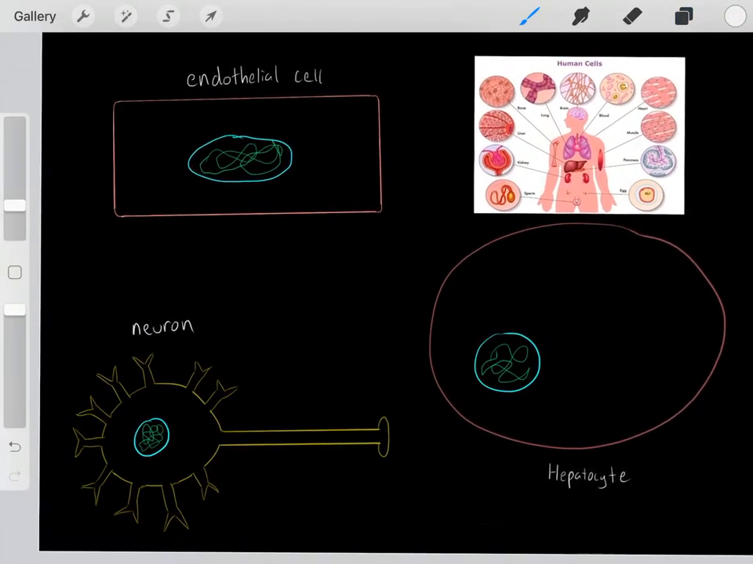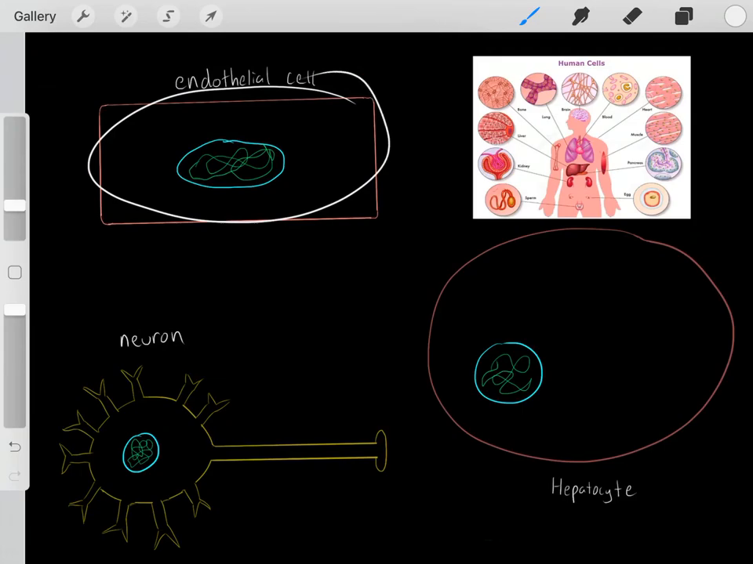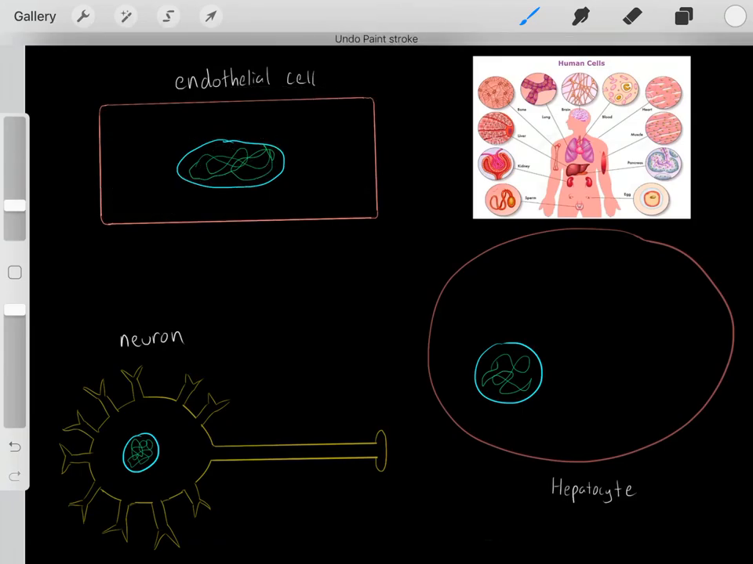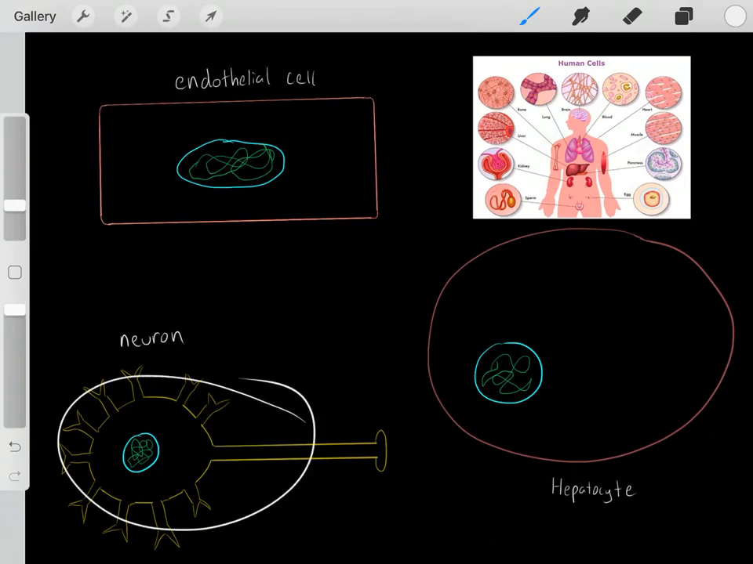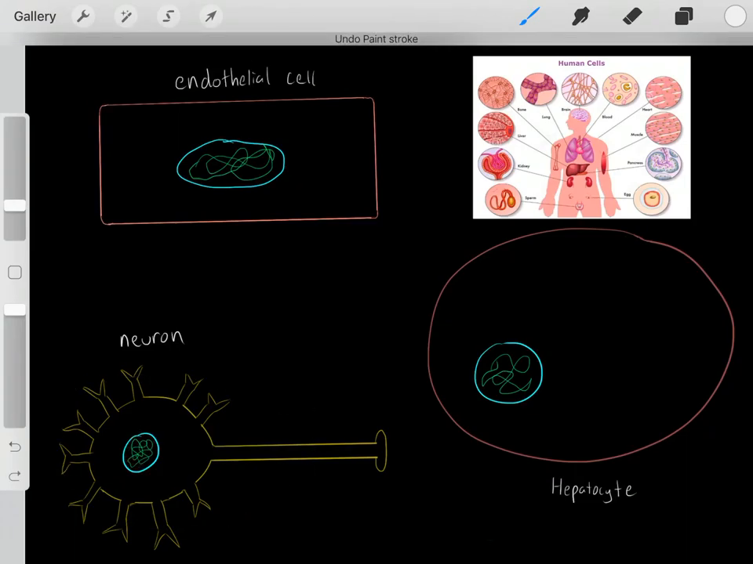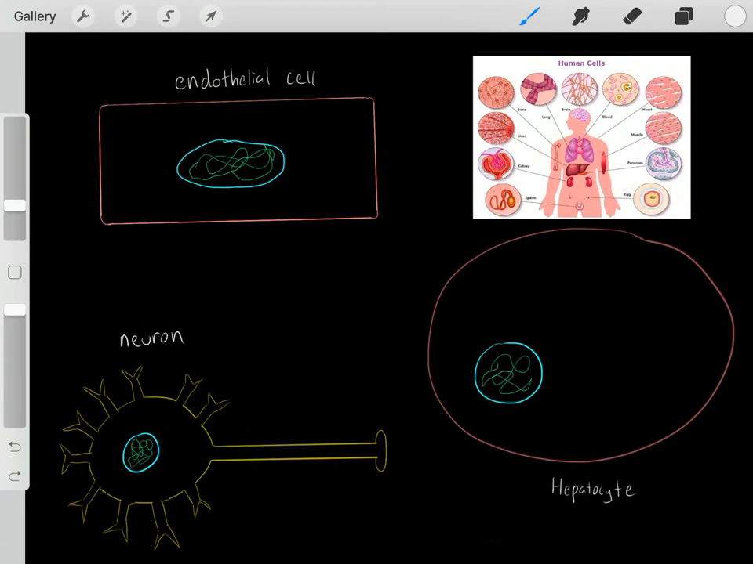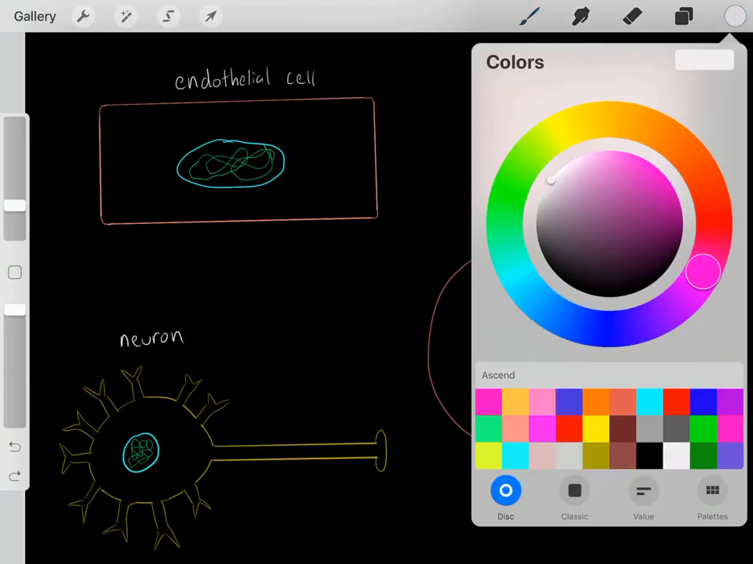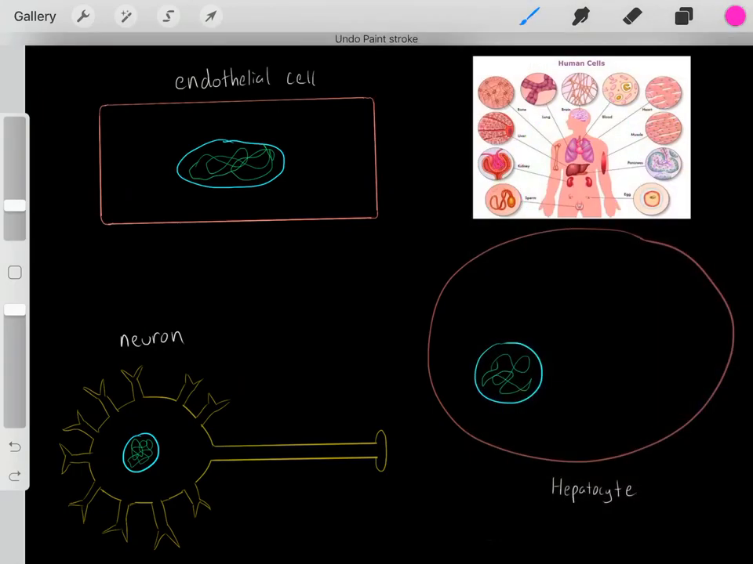So now, here's something really important. Let's say we have our endothelial cell with our nucleus and our genome, and let's say we have our hepatocyte with our nucleus and our genome, and let's say we have a neuron with our nucleus and our genome. It's important to realize that every single cell in our body has the exact same genome.